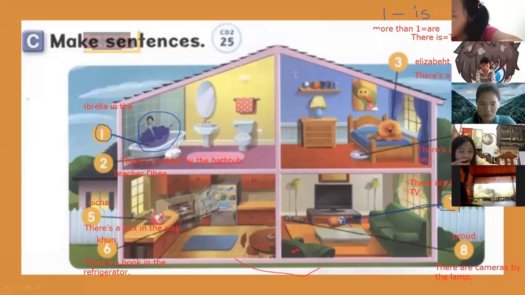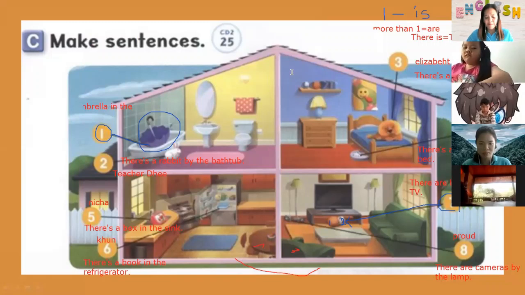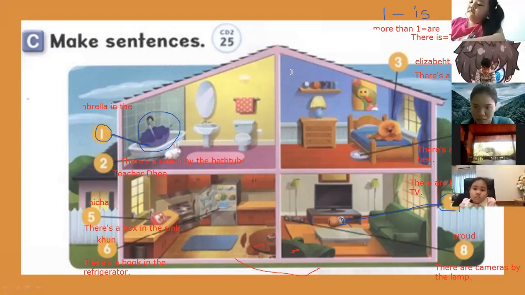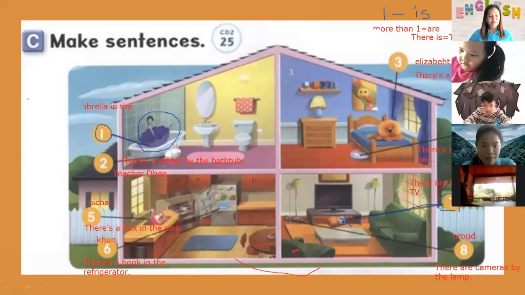Okay, copy, let us know if you're finished. Ten seconds. It's very short, more than one, are.